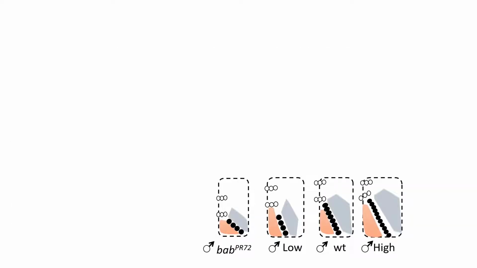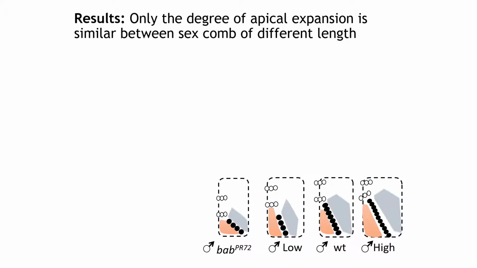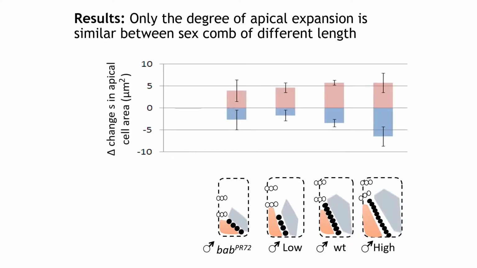So in the following figure, I'm going to show you what happened with the changes in apical cell area. And we're going to compare again these 4 lines: these small combs, the normal comb, the long combs, and this mutant that has a diagonal orientation in the comb. And we found that only the degree of apical expansion is similar between sex combs of different length.